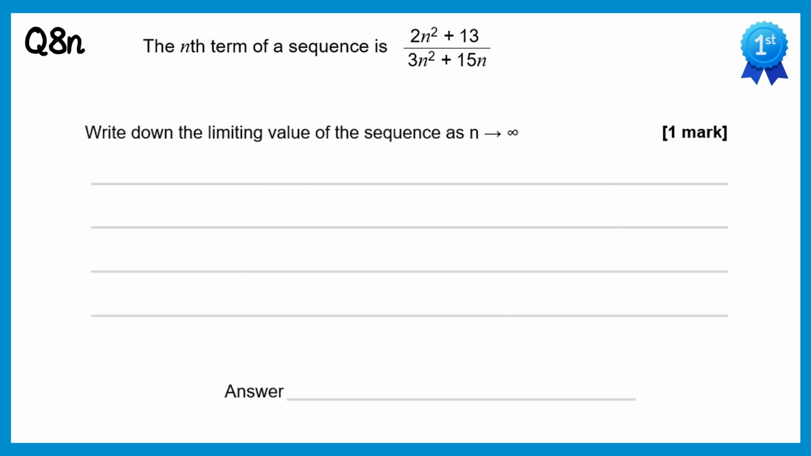For the second part of this question, we need to write down the limiting value of the sequence as n tends towards infinity. So if we look at both the numerator and denominator for this fraction, they've both got an n squared term, which means this constant term here and this n term are going to get dominated as n gets very, very large, so they become insignificant. So as n becomes very, very large, we just need to look at 2n squared over 3n squared. Here the n squareds will cancel out, leaving you with 2/3, which is the answer to the question.